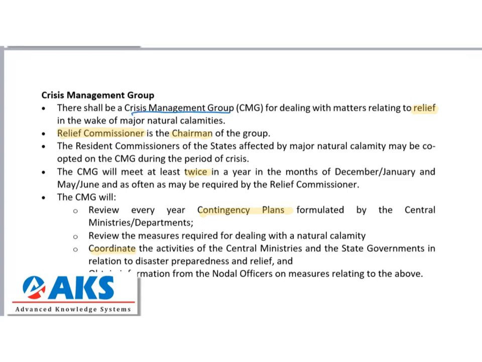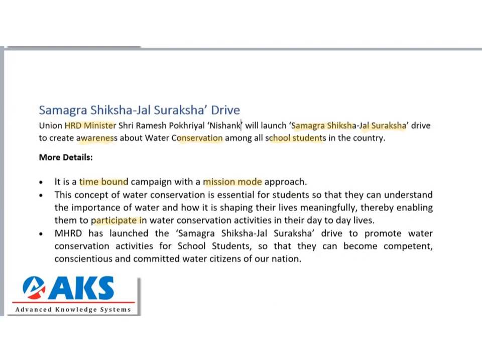There shall be a crisis management group for dealing with matters relating to relief in the wake of major natural calamities. So a relief commissioner would be the chairman of this crisis management group of the ministry. This crisis management group will meet at least twice in a year in the months of December or January and in the month of May or June, and as often as may be required by the Relief Commissioner. The crisis management group will review every year the contingency plans formulated by the central ministries or departments. It will also coordinate the activities of the central ministries and the state governments in relation to disaster preparedness and relief.